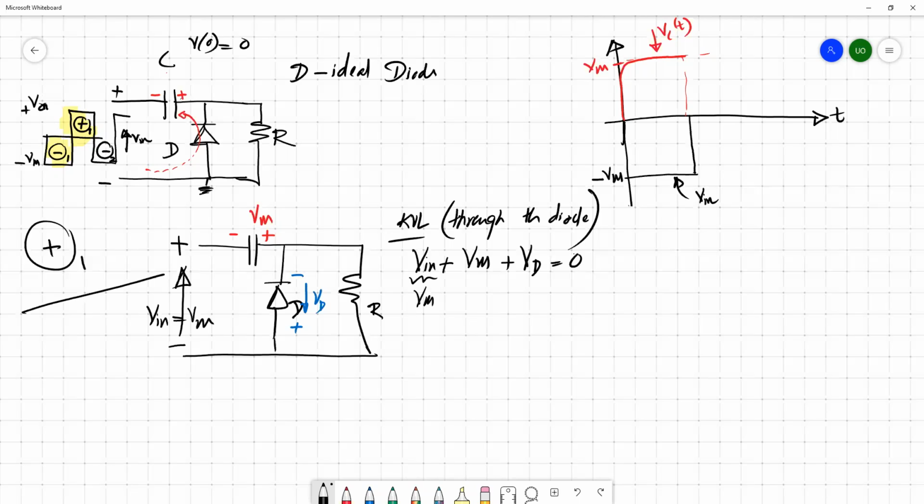We remove this diode first, and so we'll do this VOC, and this is VOC.